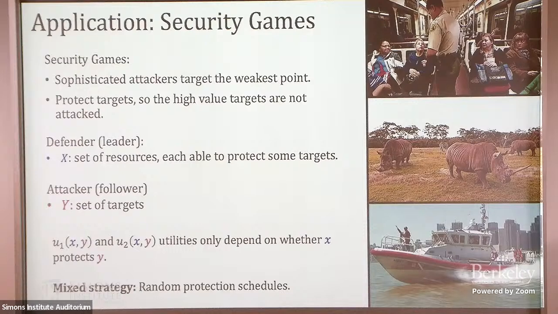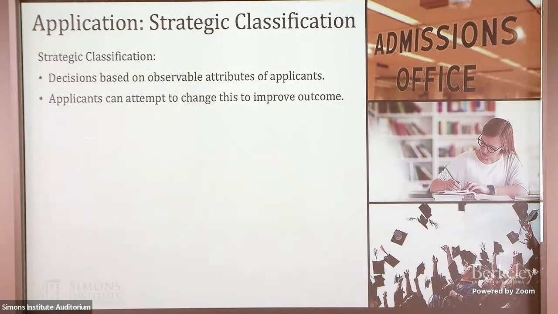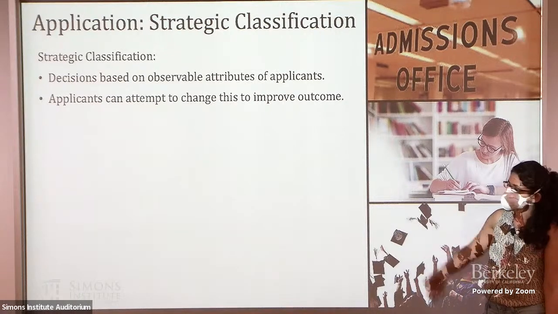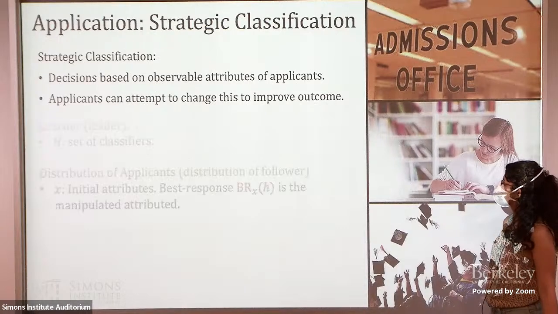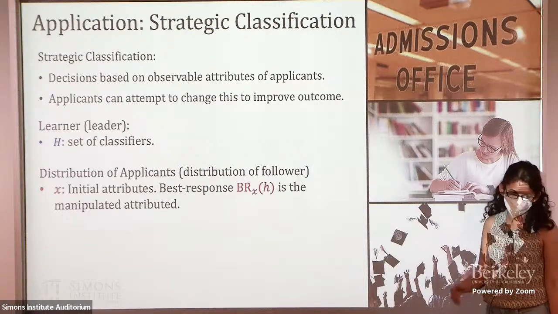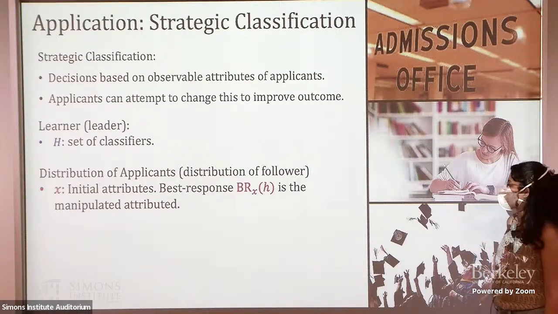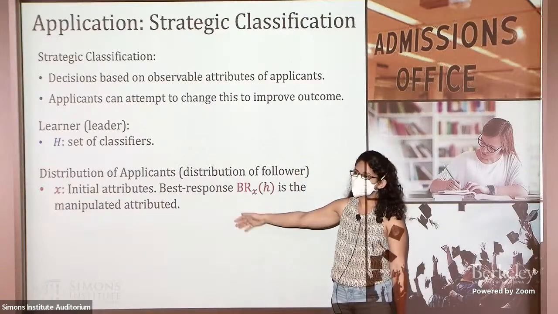The other example is strategic classification. Here, the decisions are like admissions, lending, hiring. The idea is that the decisions are based on some observable attributes, and people can actually change those attributes to some degree. The learner here is the leader who's trying to come up with a classifier such that when a distribution of followers respond to it, it's still a good classifier.